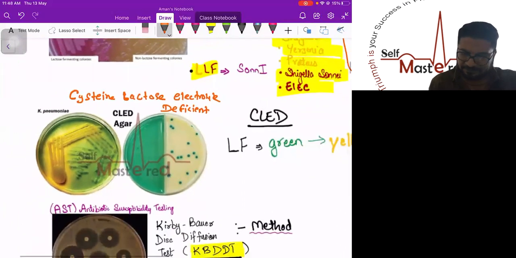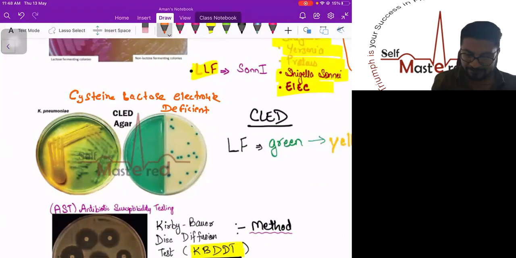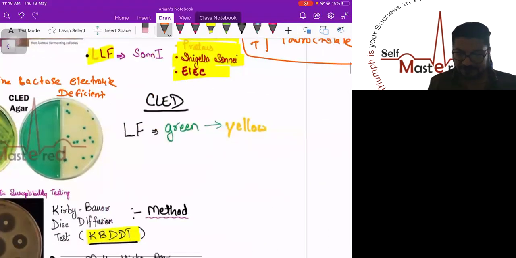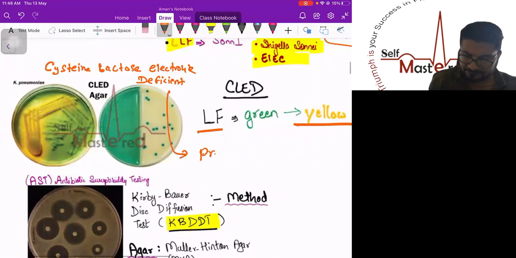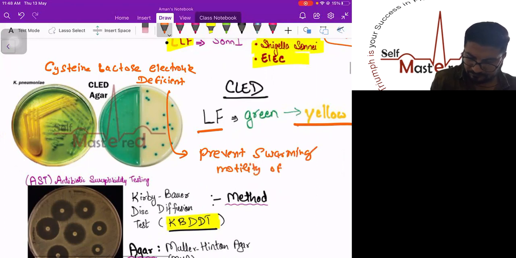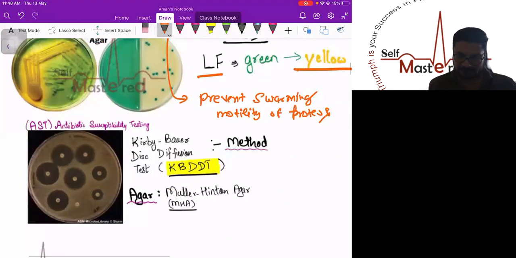Right, so understand this. This CLED media is basically used to prevent the swarming motility of Proteus. Based on this media, remember, you will see the lactose fermenters will have a yellow colony. And this CLED media will prevent swarming motility of Proteus. This is about CLED media.